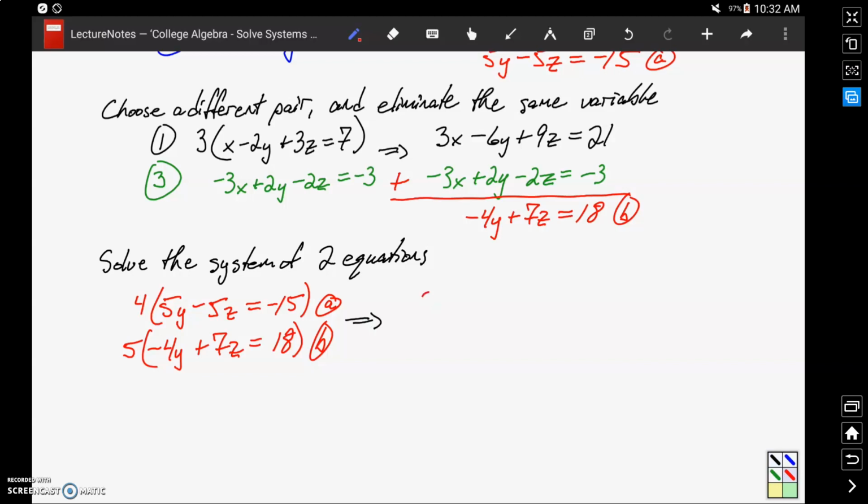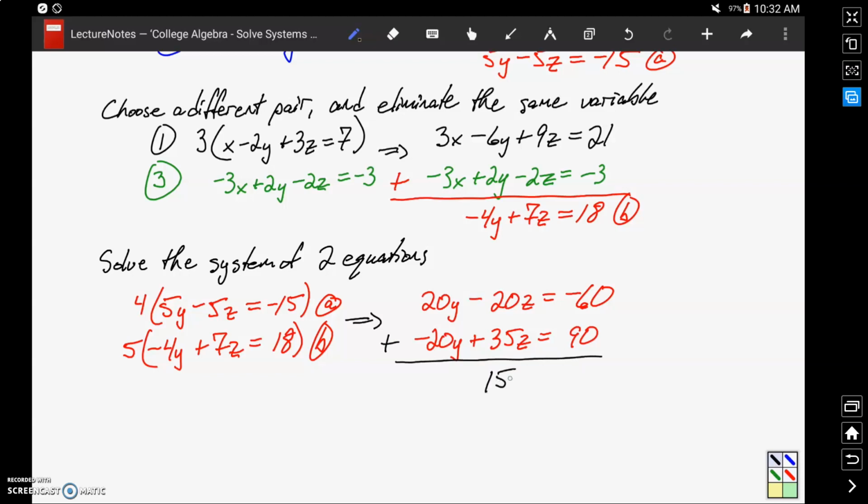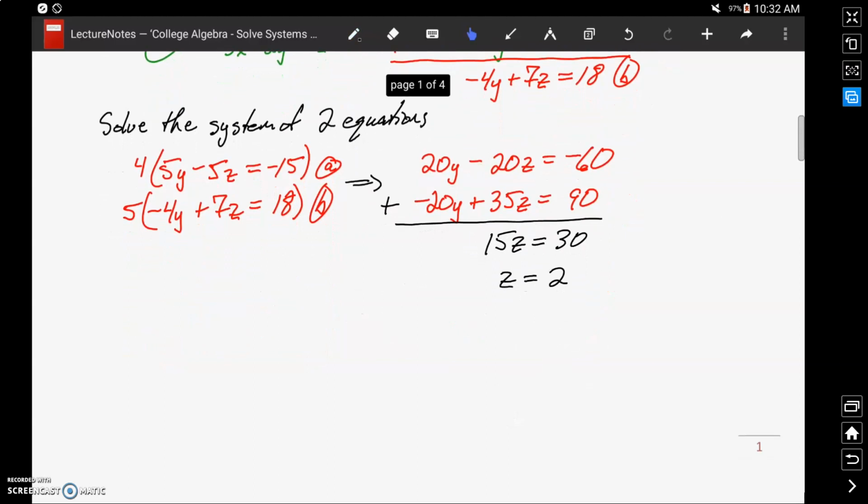So equation A will become 20y minus 20z is equal to negative 60. And equation B will become negative 20y plus 35z is equal to 90. When we add these two equations together, our y variables cancel out, leaving us with 15z is equal to 30, or z is equal to 2. So we found our first variable, z is equal to 2.